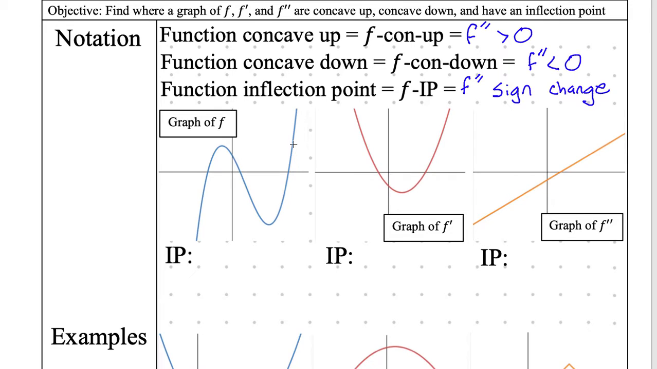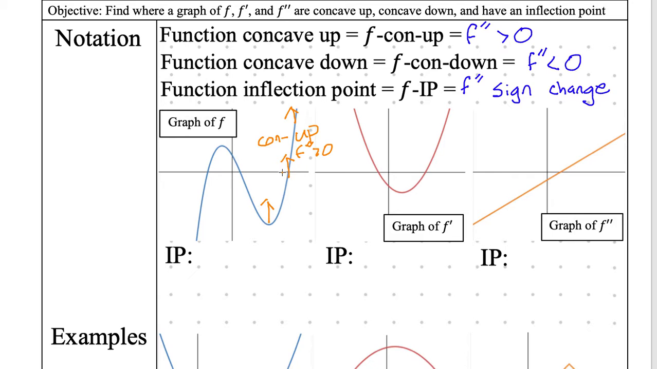So let's talk about this. If I have a graph of f, let's annotate, where is it concave up? On the right or the left? Right, yeah. This is all concave up, concave up, concave up. So we can say over here it's concave up, because f double prime is greater than 0. The second derivative is greater than 0. You can't really see the f double prime, but it is greater than 0.